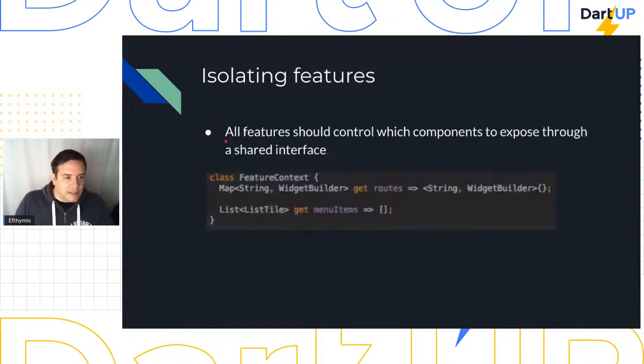And let's go to the second point, which is all features to control which components to expose to a shared interface. So what I'm telling here, let's say that you have a feature, and if this feature needs to be accessed by some route or some menu item, what you can do is you can have a feature context interface that has a getRoutes that will return the routes of the feature, and will also return some menu items if we want some menu items. And this is of course indicative. It's demo code.